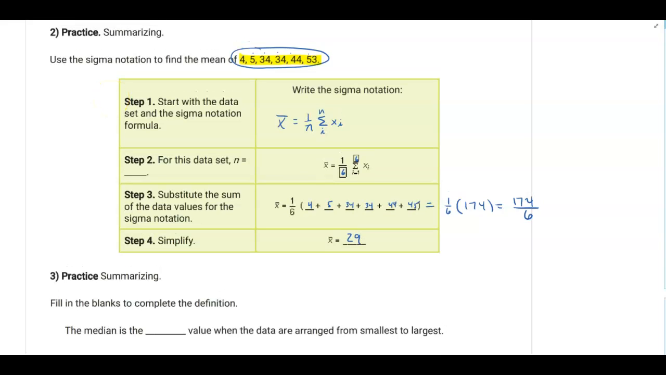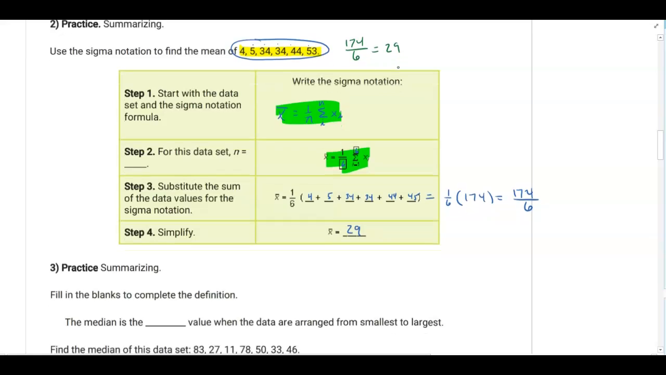Now, in my eyes, do you have to go through writing all of this down, then this, and then all of this? No. What I would do is just add all of the data pieces, get 174 divided by the number of pieces, and you get 29. That's a quick way to do it.